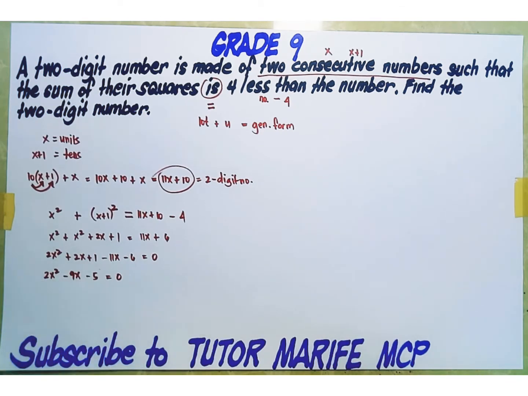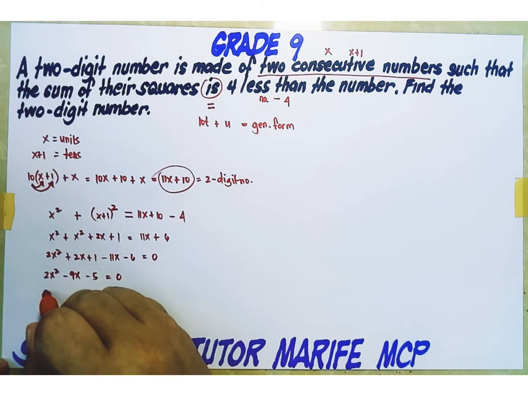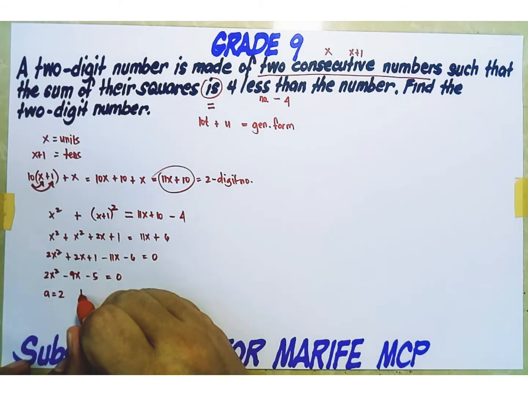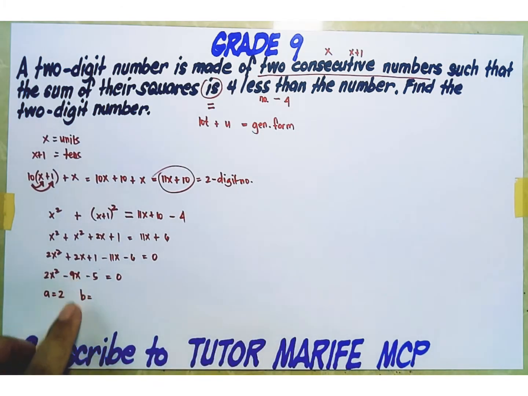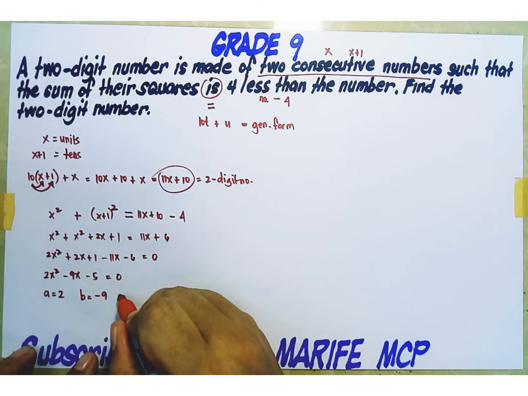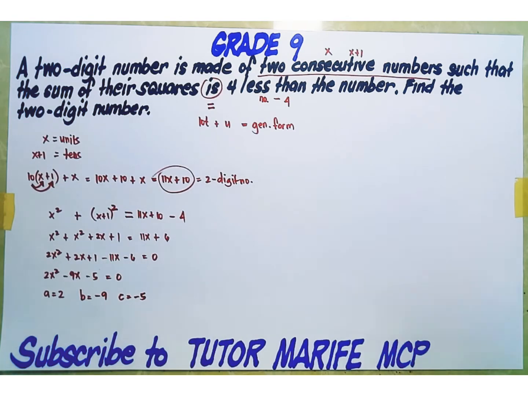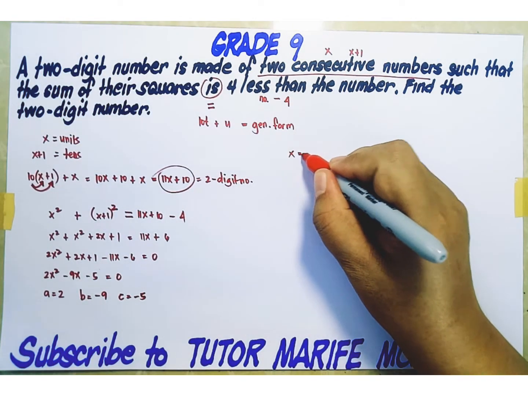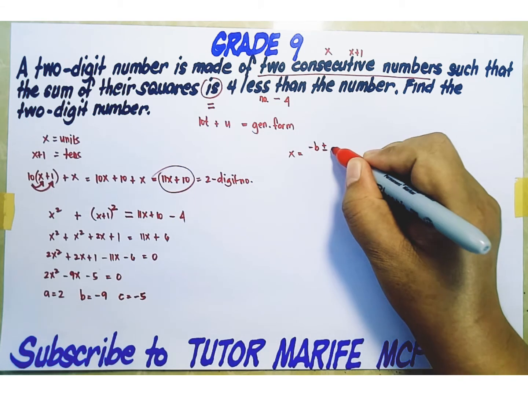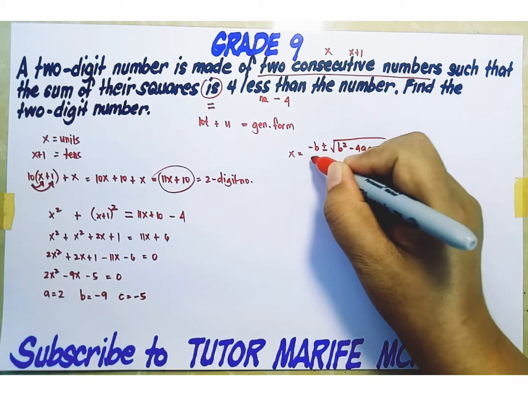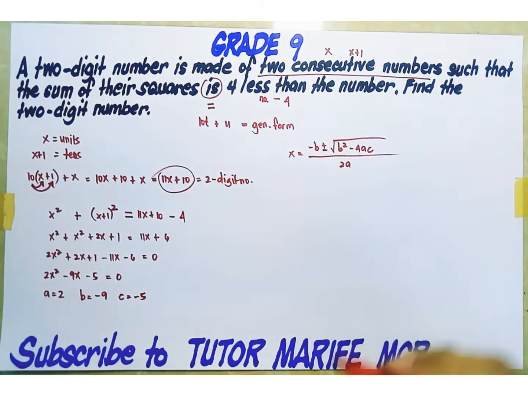Let's use the quadratic formula in solving for x. Let's define our a, b, and c. A is equal to the leading coefficient, it's 2. B is the numerical coefficient of x, it's negative 9. C is equal to the constant term and it's negative 5. The quadratic formula is x equals negative b plus or minus square root of b squared minus 4ac divided by 2a. Let's substitute our a, b, and c.